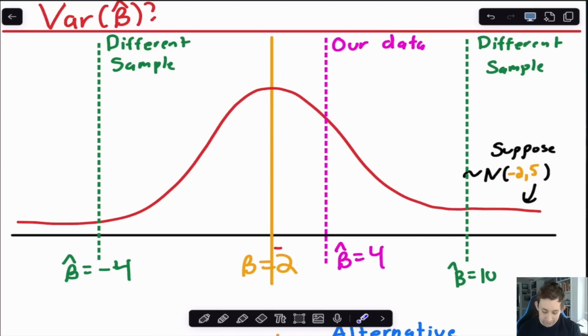So maybe in our particular data set, we got a beta hat of 4, but if we were to run this same regression on a different sample, we would get a beta hat of 10. Maybe on a different sample, we would get a beta hat of -4. All we're saying with the variance is, how is our beta hat distributed if we were to look at this regression over different samples and calculate a beta hat in each of those samples?